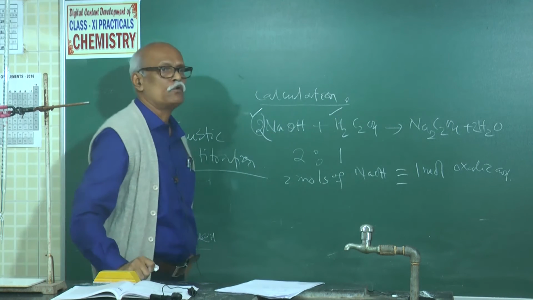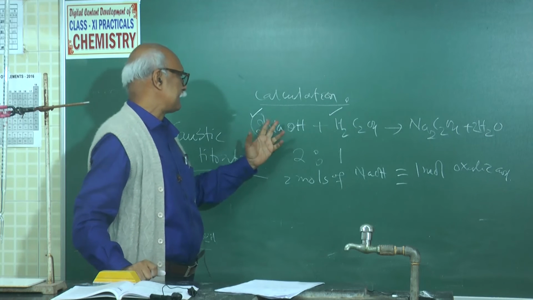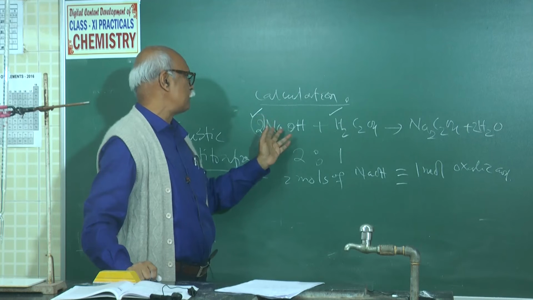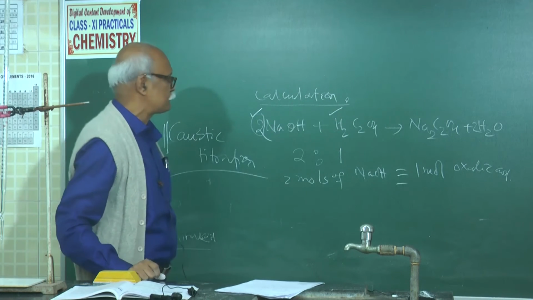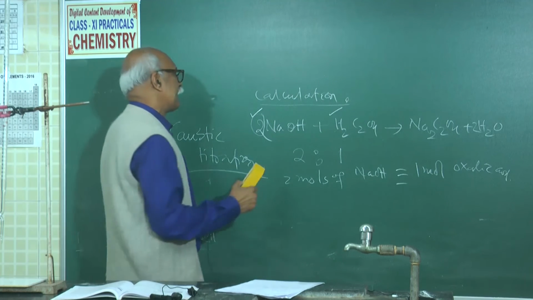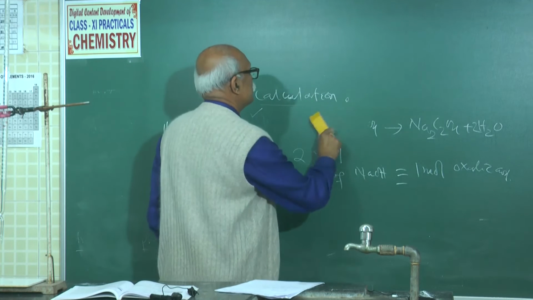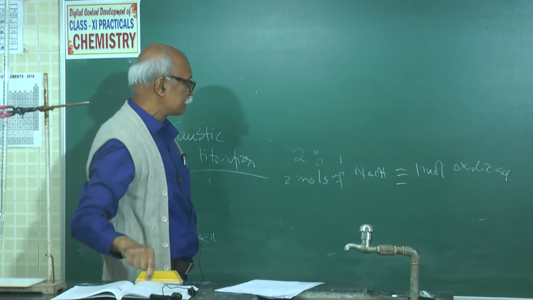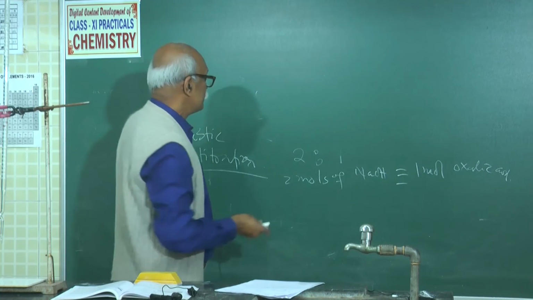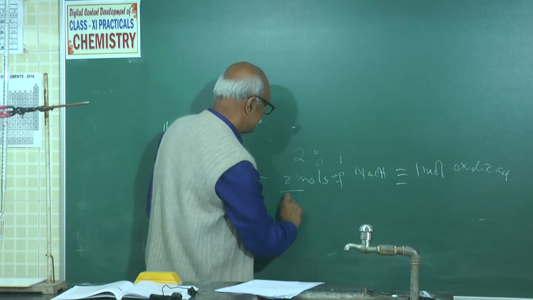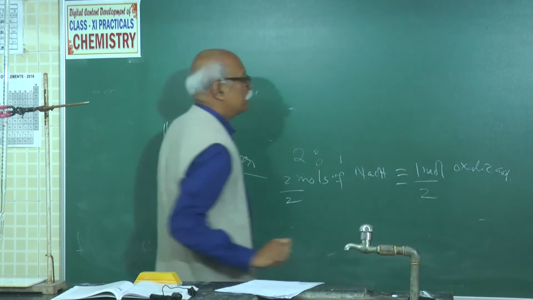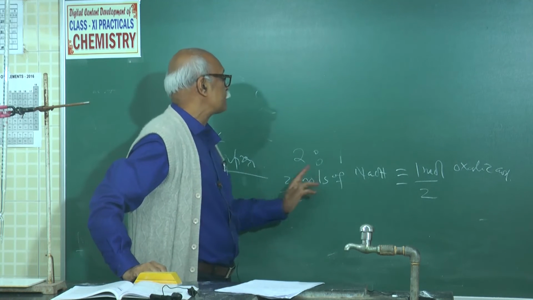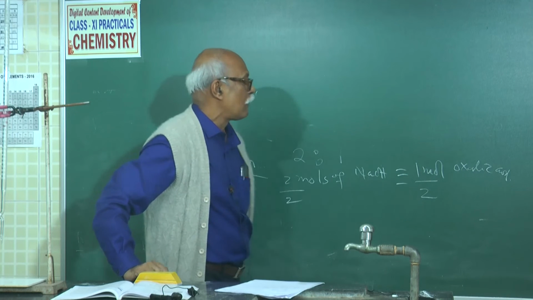The ratio will be 2. Gram equivalents of alkali to gram equivalent of acid, in gram mole of acid, is 2:1. By that you can also calculate the molarity of the other, but it is easier to calculate in normal form. So how does it become normal form? 1:1, 2 moles of sodium hydroxide, you divide it by 2, this is also divided by 2. This is not wrong in expression. That means 1 mole of sodium hydroxide will react with half mole of oxalic acid.